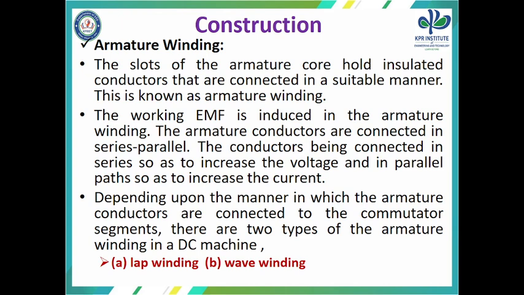and armature winding. The slots of the armature core hold insulated conductors that are connected in a suitable manner. This is known as the armature winding. The working EMF is induced in the armature winding. The armature conductors are connected in a series-parallel arrangement, the conductors being connected in series so as to increase the voltage, and in parallel paths so as to increase the current. Depending upon the manner in which the armature conductor is connected to the commutator segments, there are two types of armature windings in the DC machine. They are lap winding and wave winding.